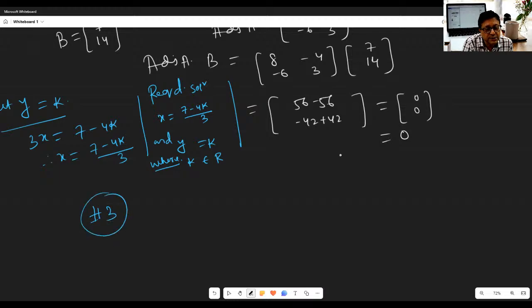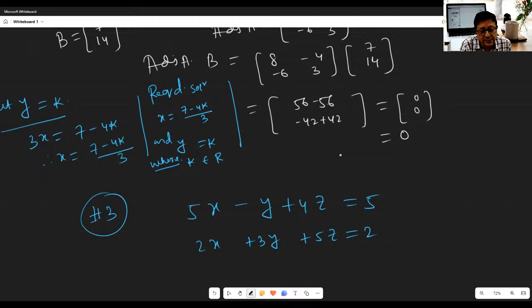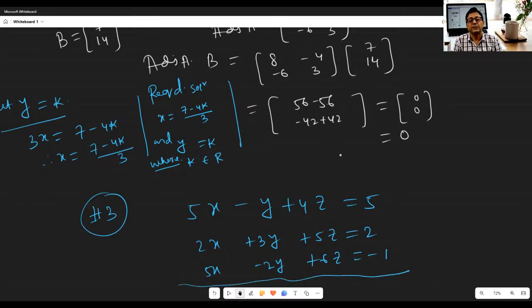Number 3, in this context, you take 5x minus y plus 4z equal to 5, 2x plus 3y plus 5z equal to 2 and 5x minus 2y plus 6z equal to minus 1. This we have to check whether solution exists or not, then we have to solve.